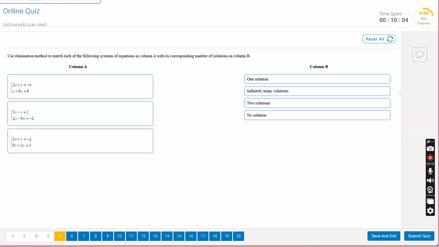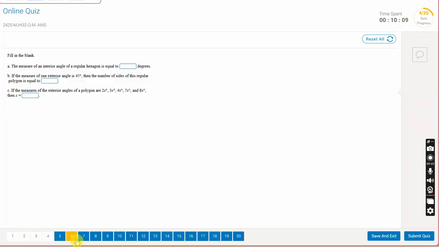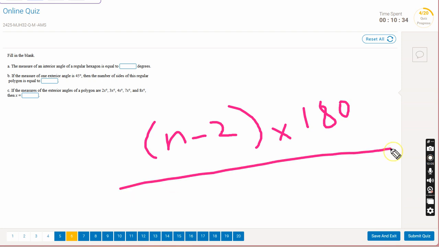Okay, here, again, you can do this by yourself. These questions are already done in the previous quizzes. If you check your periodic, they're covered. So the measure of an interior angle of a regular hexagon is equal to... what is the formula for this one? It will be n minus 2 times 180 divided by n. This formula is for regular polygons, equal to the interior angle.